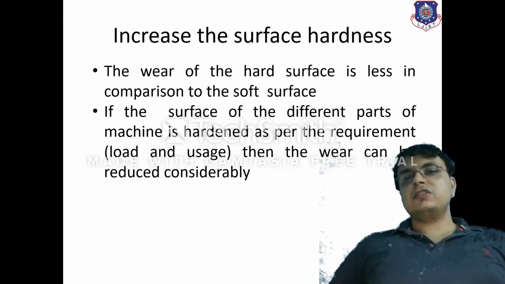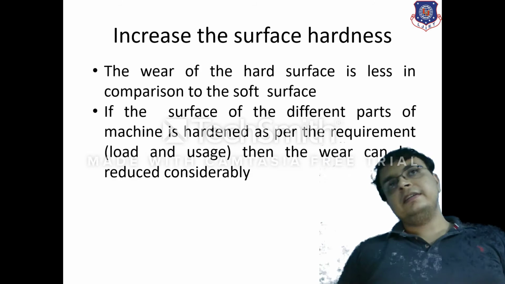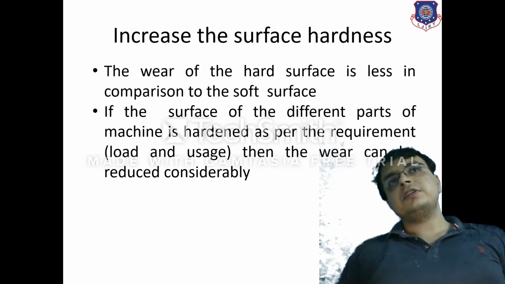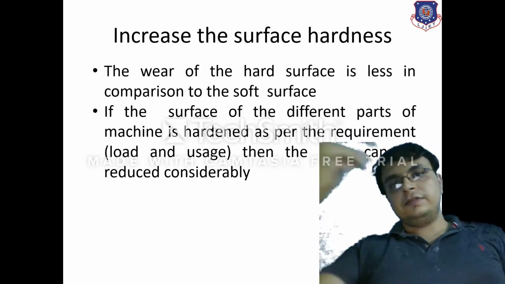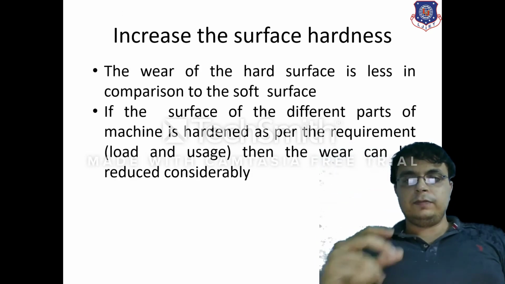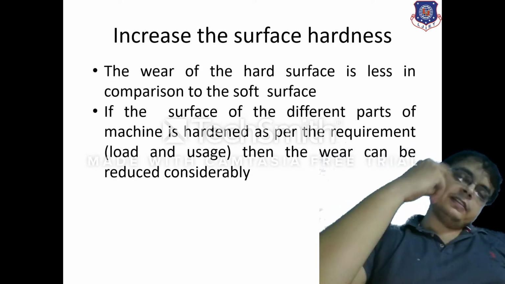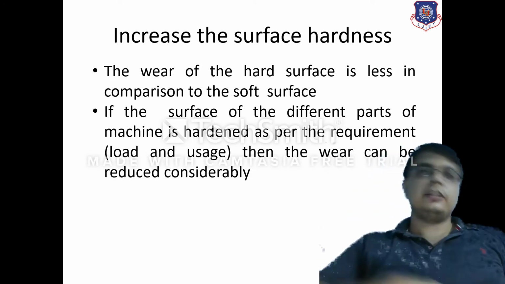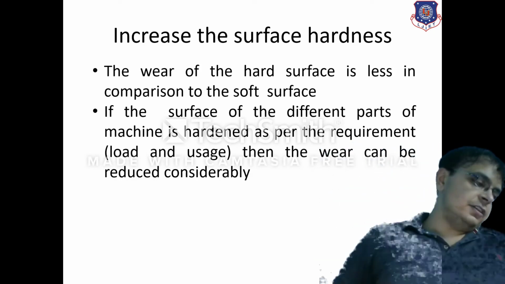The first method is to increase the hardness of the surface. If the surface is harder, then it will have more capacity to resist the load and it will be abraded less. The wear of a hard surface is lesser. So it is necessary that the machine should have a hard surface as per the requirement, as per the usage, as per the work. As a result, wear can be reduced.